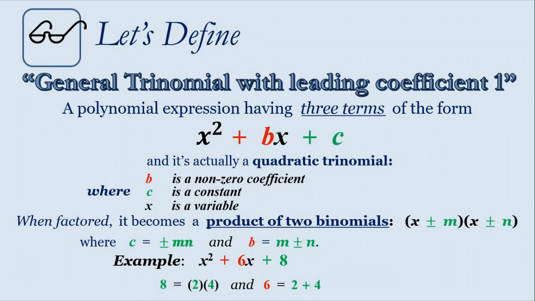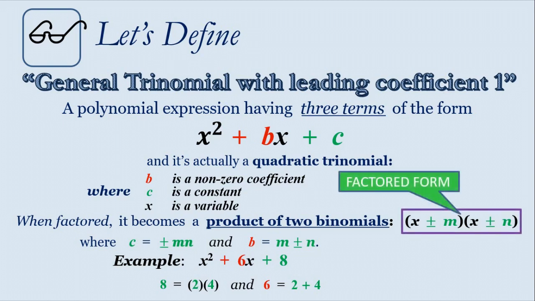Thus, the final answer is the factored form of the quantity of x plus or minus m times the quantity of x plus or minus n, or the quantity of x plus 2 times the quantity of x plus 4, as in our example.